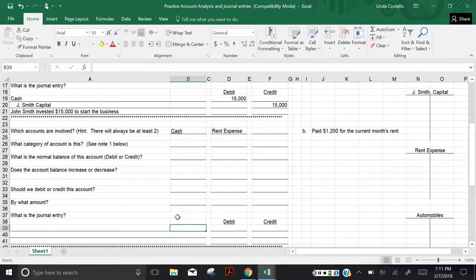Then take them one at a time vertically. Cash, you should know by now, is an asset with a normal debit balance. Does the balance in the account in this transaction increase or decrease? Well, it decreases because we paid cash. We spent some of the money we had. So it decreases.